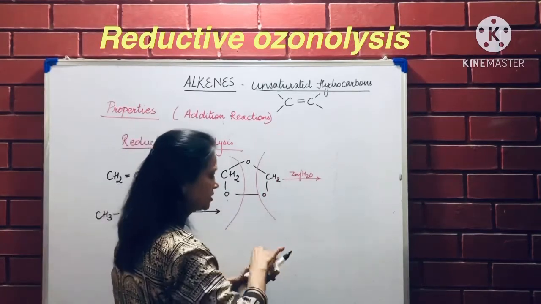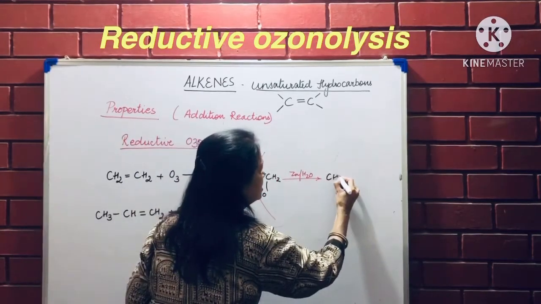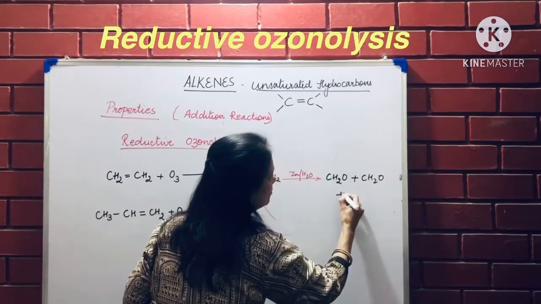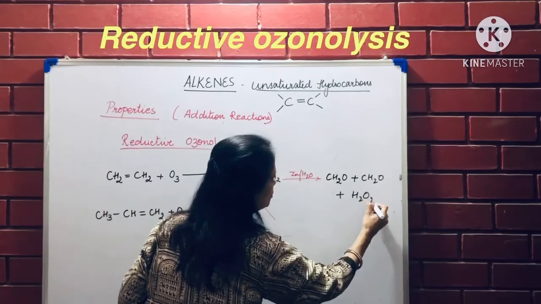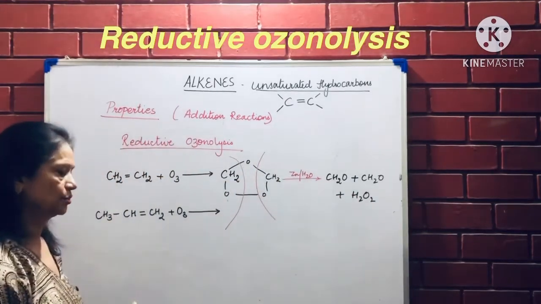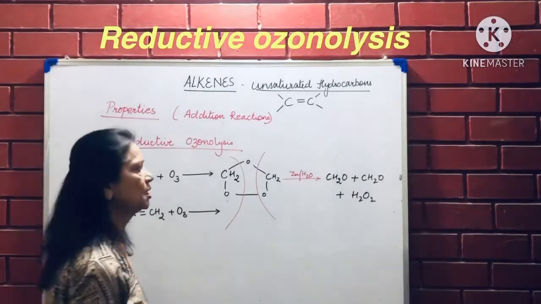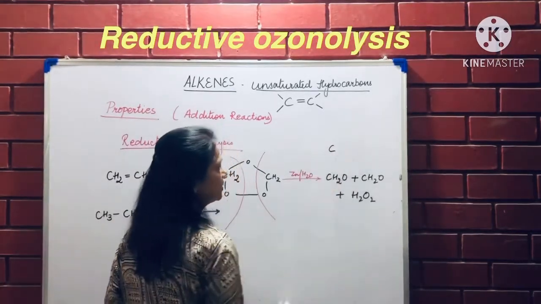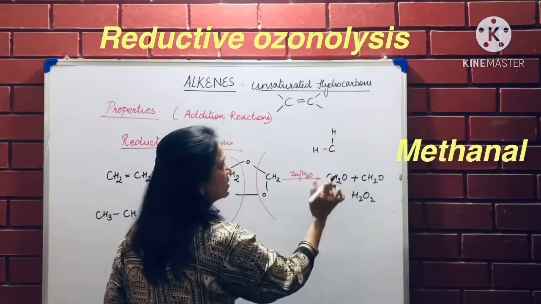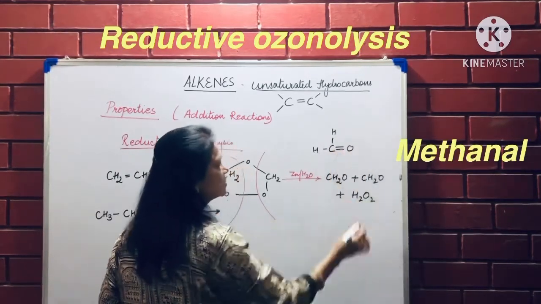So my product is CH2O plus CH2O plus H2O2. This H2O and this O makes it H2O2. Now what is this CH2O? CH2O means 1 carbon atom which contains 2 hydrogen atoms and 1 oxygen atom. The oxygen atom has a double bond.